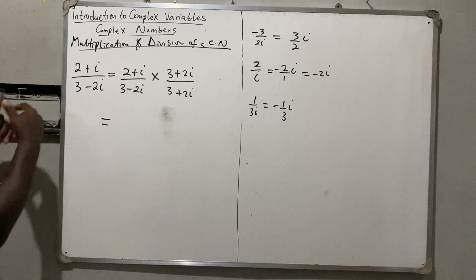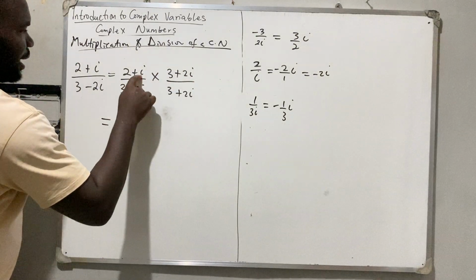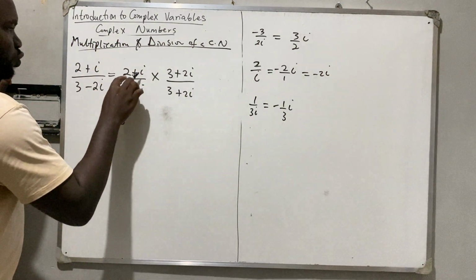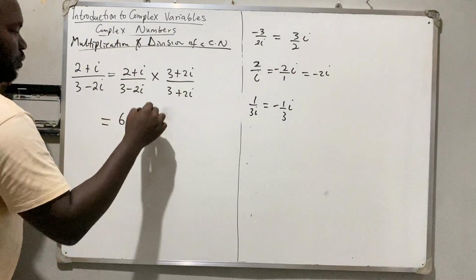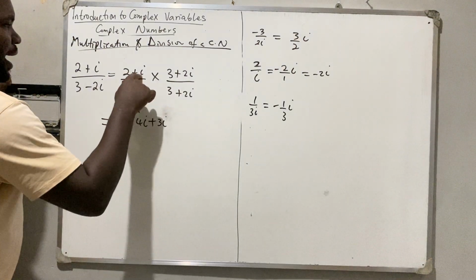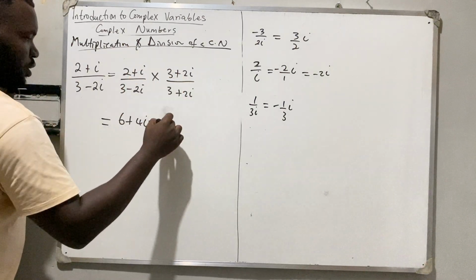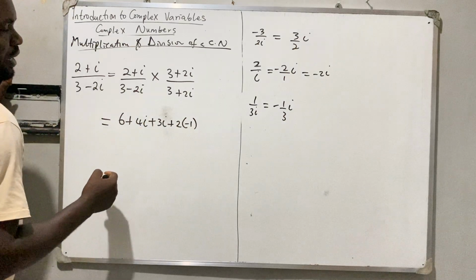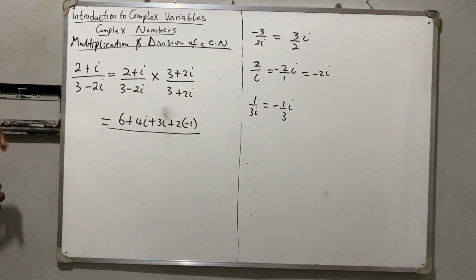So let us do the normal multiplication for the numerator. 2 is going to multiply everything, and then I will multiply everything. So let's go. 2 times 3 is 6. 2 times 2I will give you 4I. I times 3 will give you 3I. I times 1, there's an invisible 1, 1 times 2 is 2. Then I times I will give you minus 1, because it's attached, so you attach the minus 1 like that.